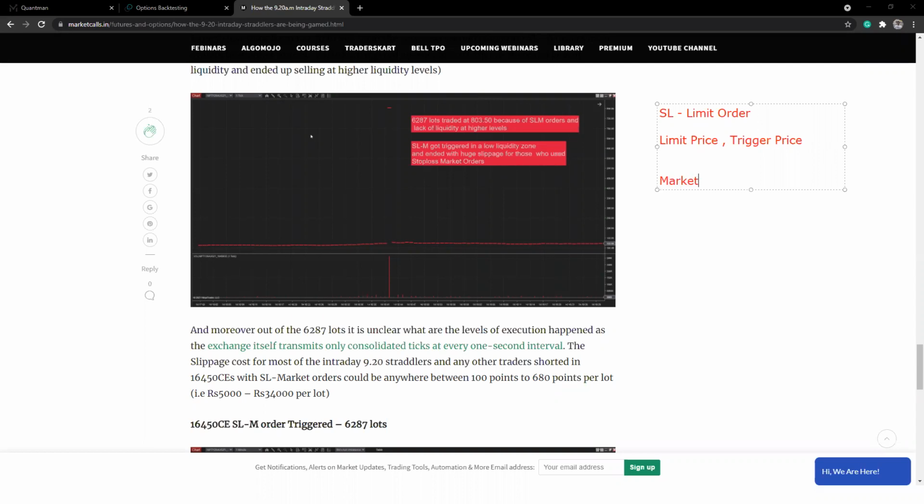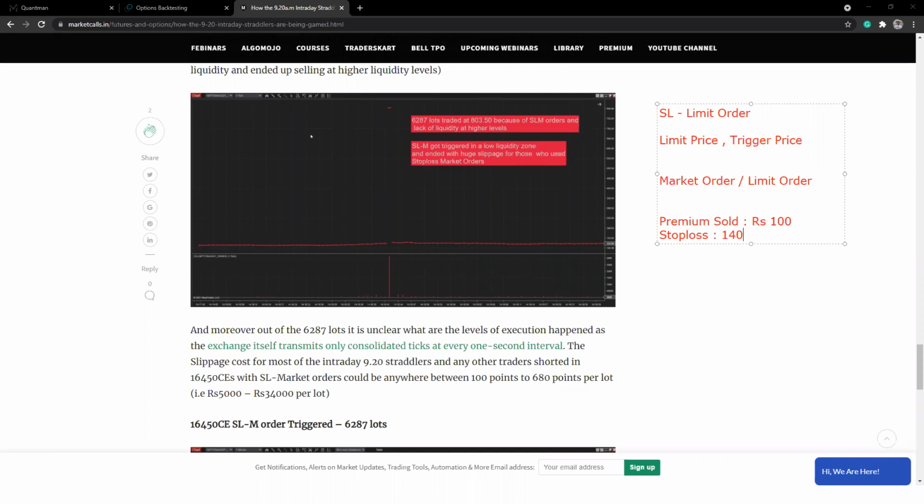Not many people know this. Sometimes it is a market order, sometimes it is a limit order. In which case is it a market order, and in which case a limit order? Let's try to understand. Let's say I'm going to sell this at a premium of rupees 100, and my stop loss is at 140.